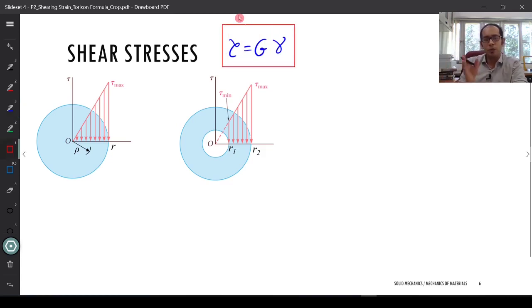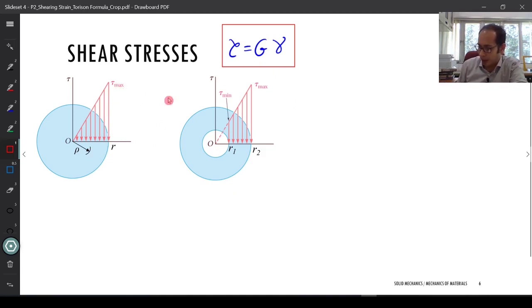Now if you go back to the previous page, we wrote one expression for gamma for the solid shaft, and we wrote the expressions for gamma minimum and gamma maximum for the hollow tube or hollow shaft, right? Now if you use this fundamental relationship, how do the relationships look? We know that tau equals G times gamma. So for here, what is my tau max going to be?